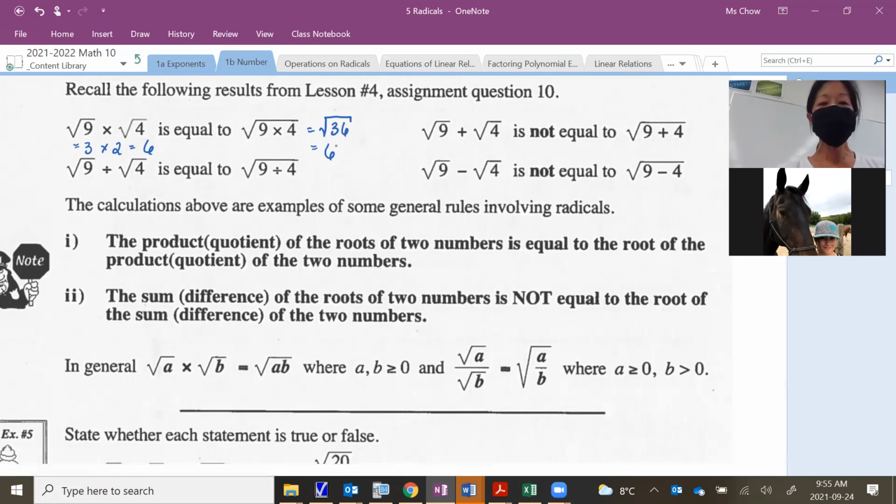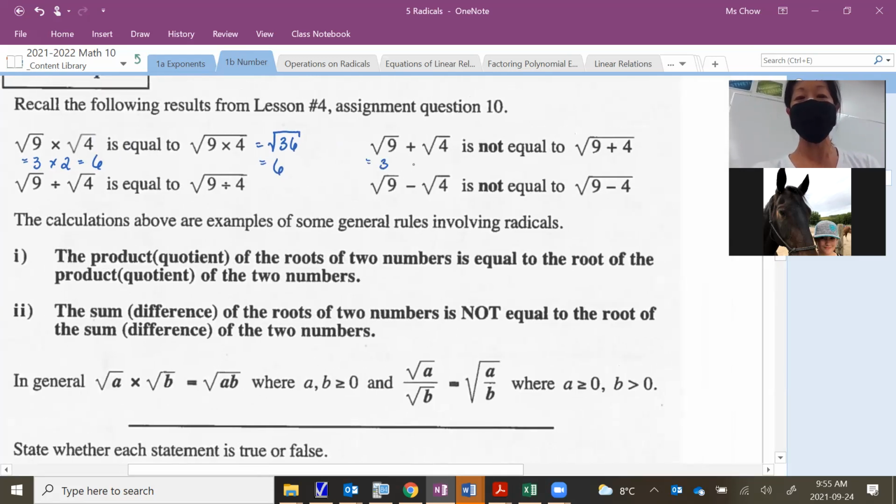What happens when I do addition? Square root of 9 is 3, plus the square root of 4 is 2. 3 plus 2 is 5. If I add these together, the square root of 9 plus 4 is the square root of 13. Is the root of 13 the same as 5? No. So they are not equal. When I multiplied the radicals together, equal. When I added, not equal.